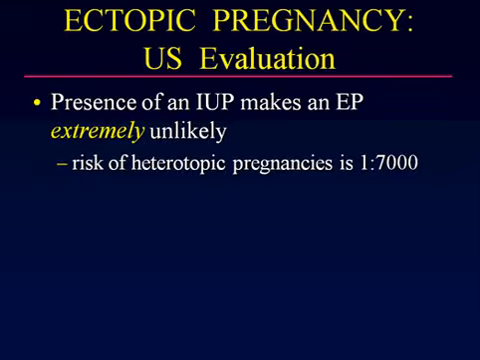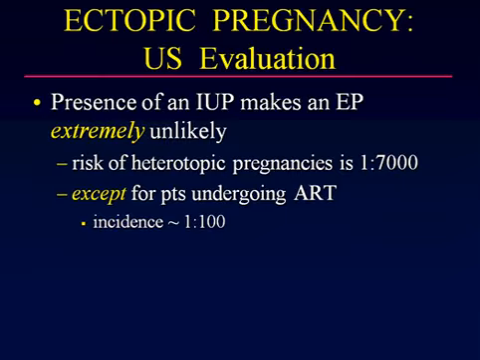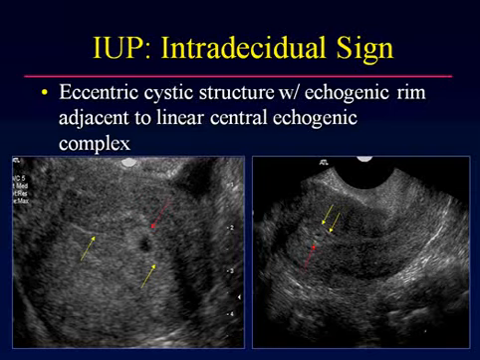Because if you can make this diagnosis, this makes the likelihood of a concomitant or heterotopic ectopic pregnancy extremely unlikely. In the general population, this occurs in probably only 1 in 7,000 pregnancies, but you must understand in patients who've undergone assisted reproductive techniques, the incidence is much higher and may in fact reach an incidence of approximately 1 to 3 in 100 pregnancies. But in the normal population, if you identify and diagnose an intrauterine pregnancy, it pretty effectively excludes the diagnosis of an ectopic pregnancy.